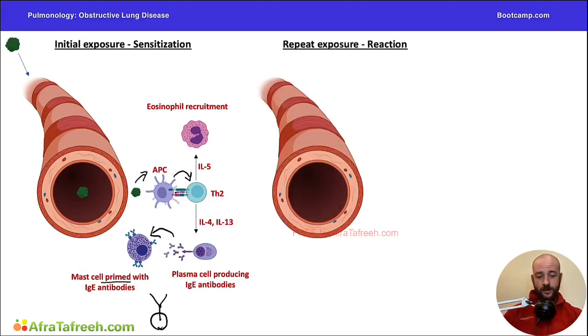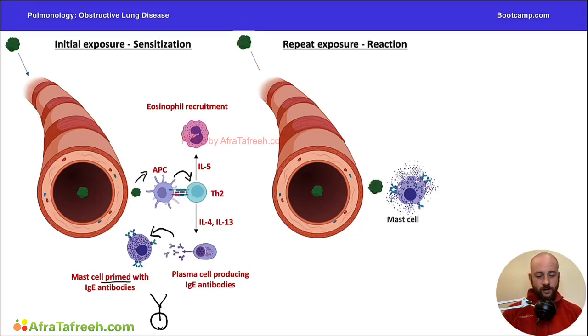This is when we encounter the foreign antigen for a second time, except this time, now we have all these eosinophils and primed mast cells lying around. So what's going to happen now is the allergen is going to bind to the IgE antibodies on the mast cell and cause them to cross-link. This cross-linking of the IgE antibodies is going to cause the mast cell to degranulate. These degranulation products are going to give rise to an early or immediate phase reaction, as well as a late phase reaction that occurs hours later.